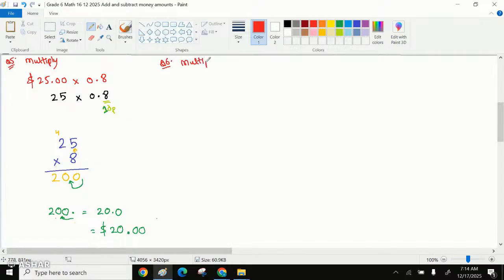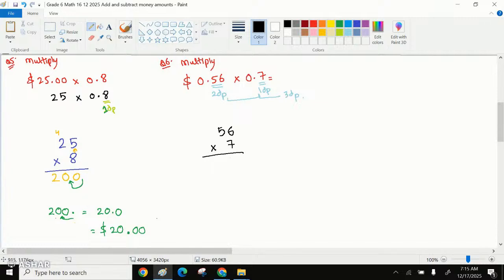Multiply dollars 0.56 is multiplied by 0.7. Okay, so we count the number of decimal places. We have 2 decimal places. We have 1 decimal place. That means the total number of decimal places is 3 decimal places. What we need to do is multiply these numbers as whole numbers. So the whole numbers would become 56 multiplied by 7.